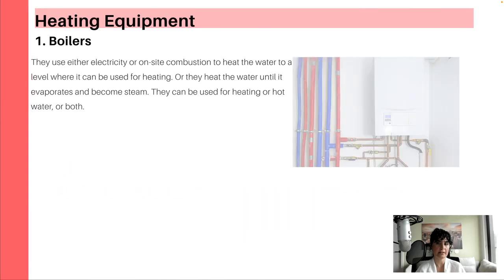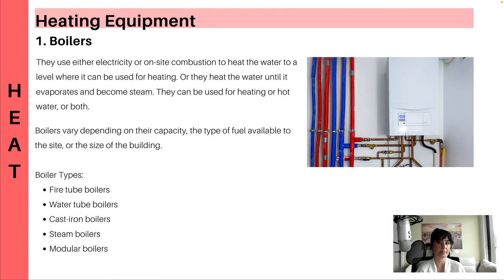Let's talk about heat in general. What are the heating equipments? I would like to discuss boilers first. Boilers use either electricity or on-site combustion to heat the water to a level where it can be used for heating, or they heat the water until it evaporates and becomes steam. They can be used for heating or hot water or both. Steam can be used for heating or hot water or both.